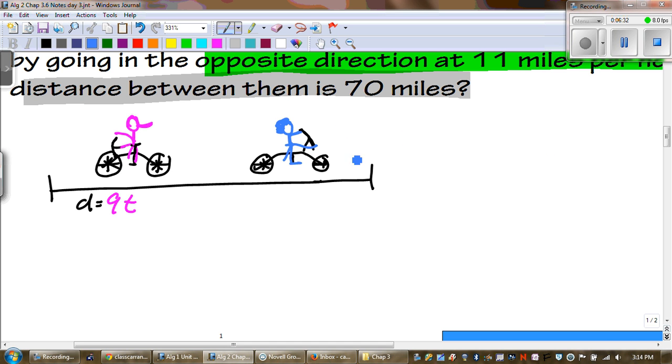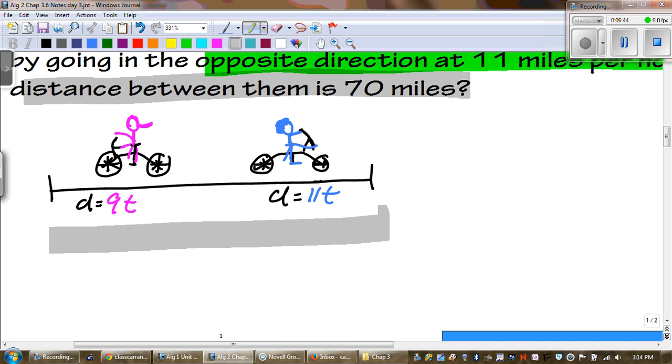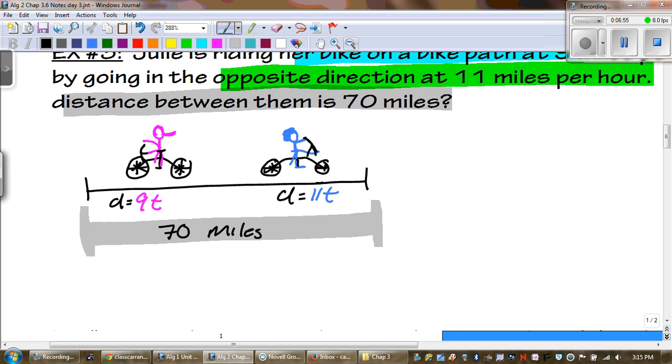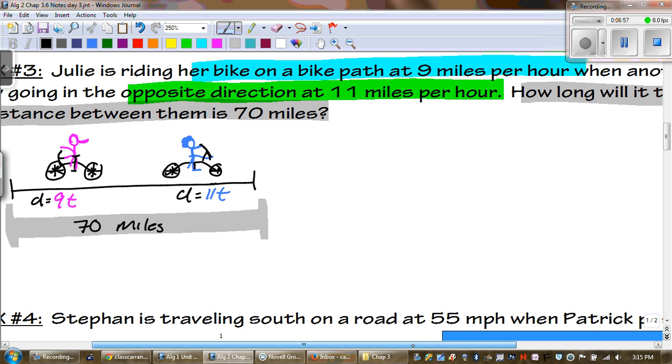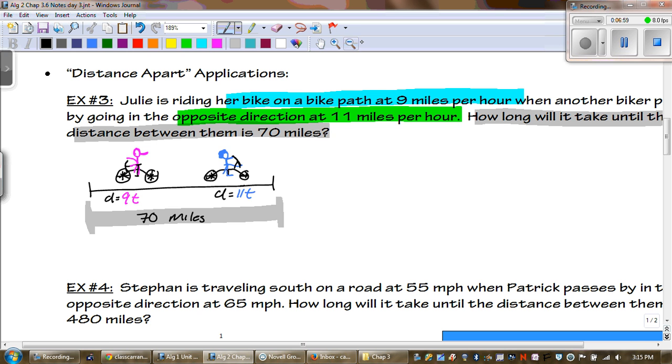And he's going in the opposite direction. And his distance equals 11t. Now, the thing I want to know is when this whole portion right here, in between them, is 70 miles. Okay? So hopefully seeing those two things together might help figure out what to do.